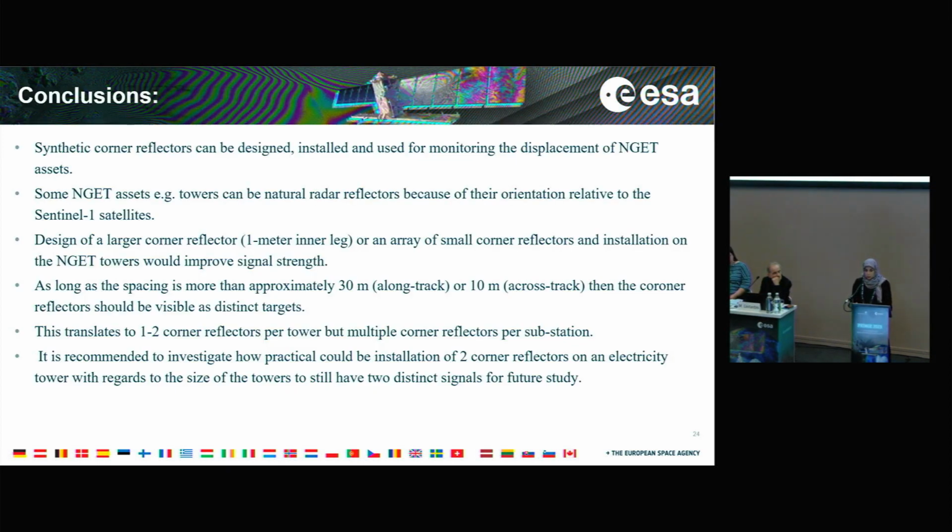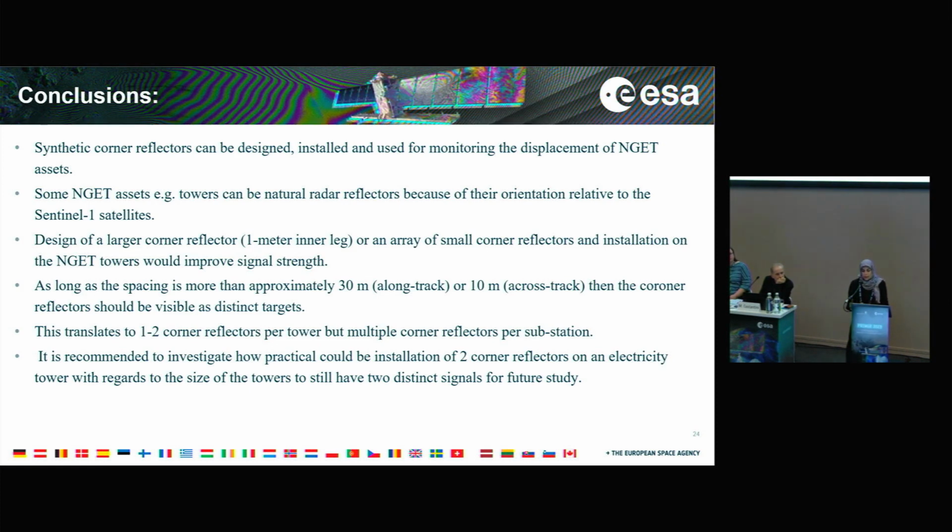So as conclusions, we showed that synthetic corner reflectors can be designed, installed, and used for monitoring of displacement of NGT assets. Some NGT assets like towers can be natural radar reflectors because of their orientation relative to the Sentinel-1 satellite. Design of a larger corner reflector, like with 1 meter inner leg, or an array of small corner reflectors and installation on the NGT towers would improve the signal strength.